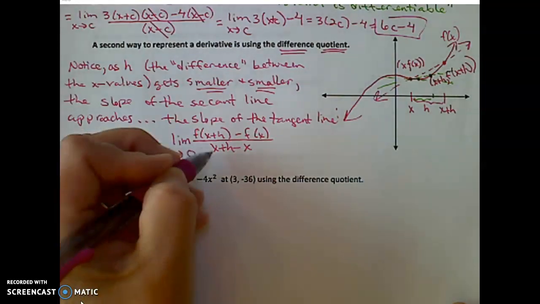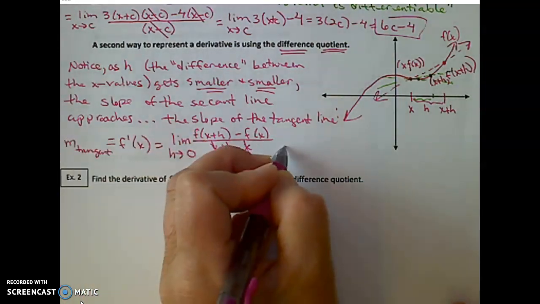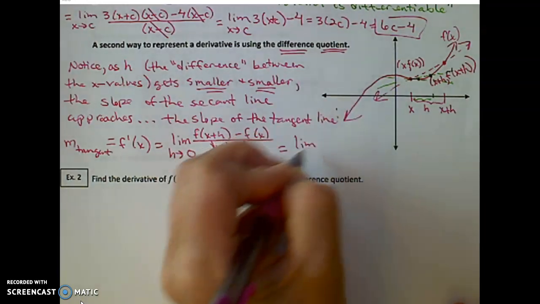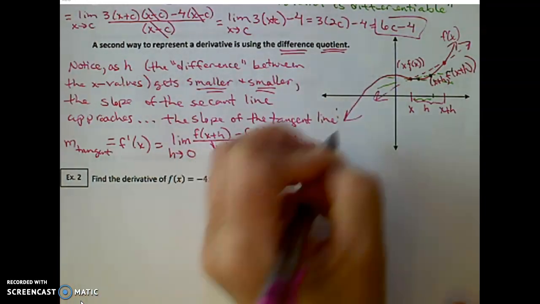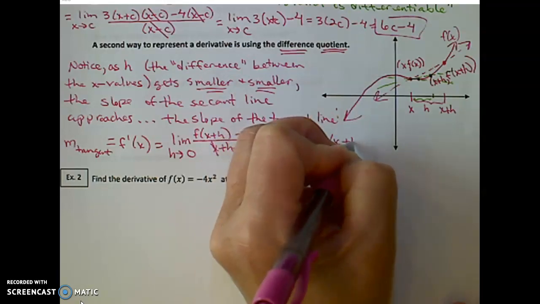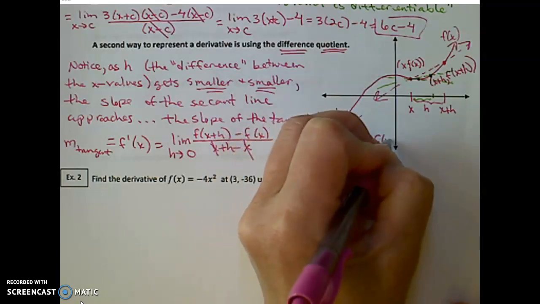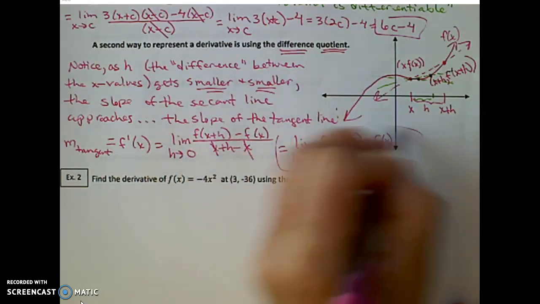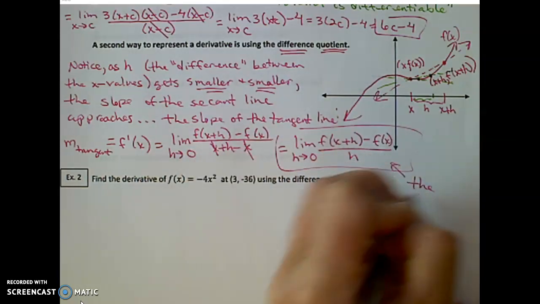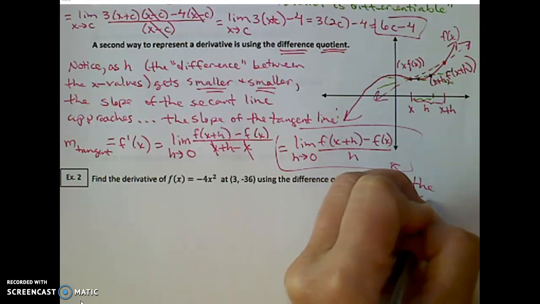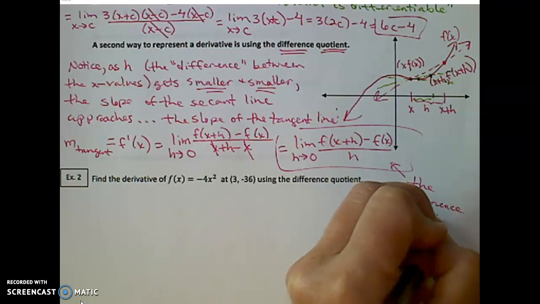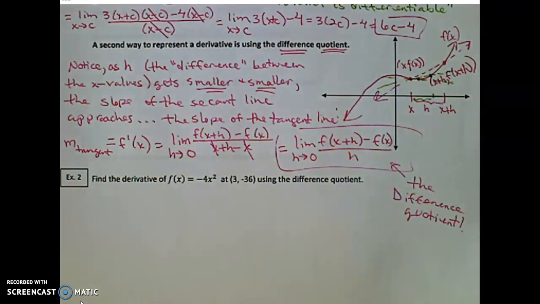We could clean up that denominator, so those x's are gone. And our difference quotient, I should say, becomes the limit as h approaches 0 of f of x plus h minus f of x all over h. And this is what we call the difference quotient. Alrighty, let's see how we can find a derivative using that difference quotient.